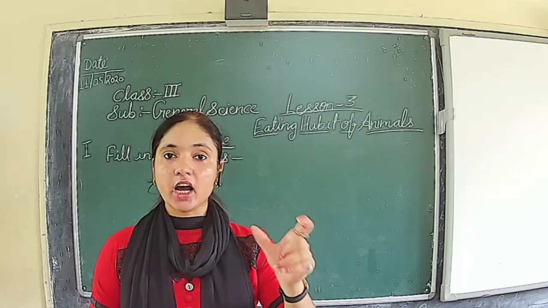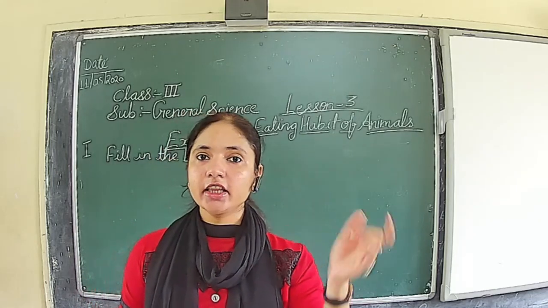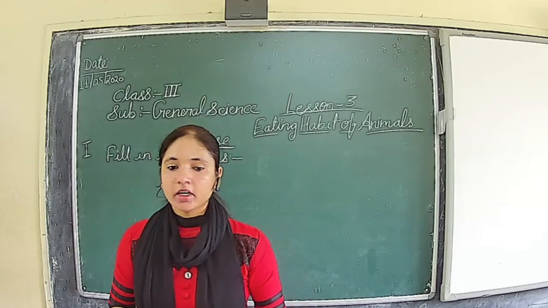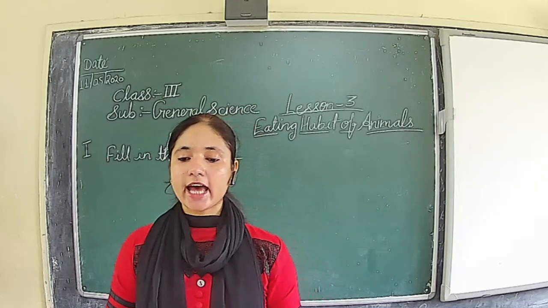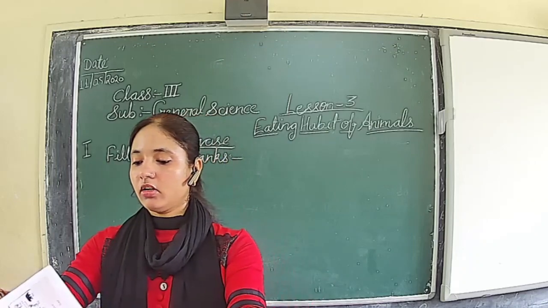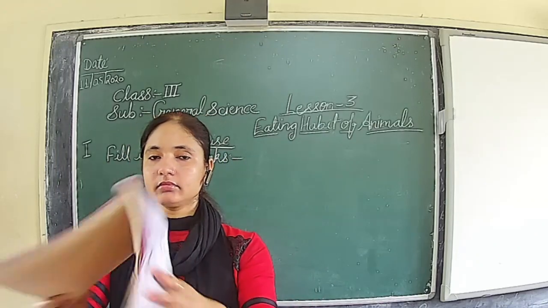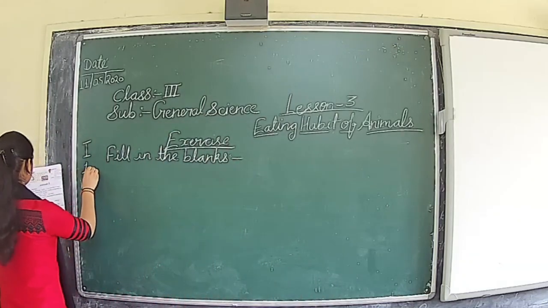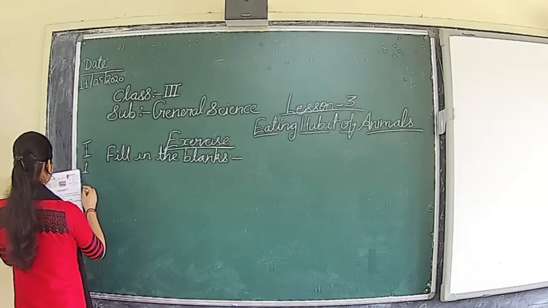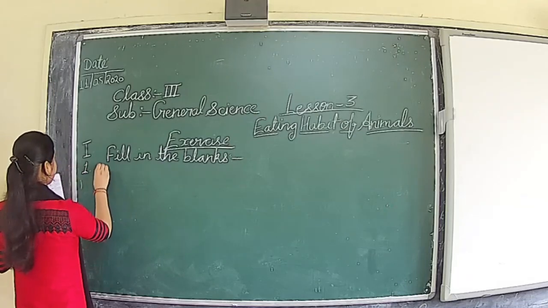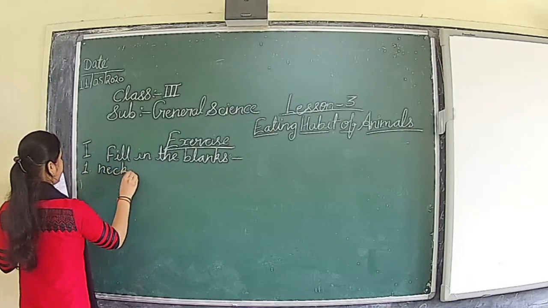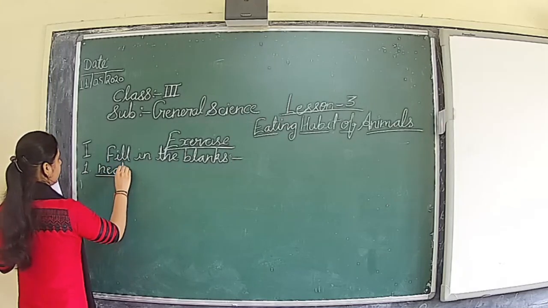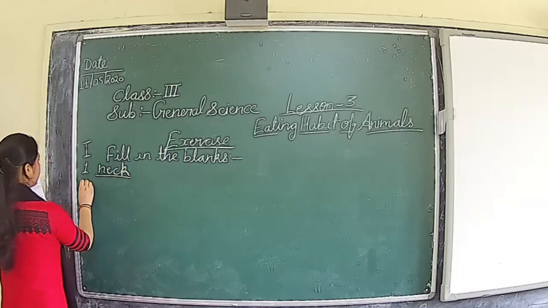Fill in the blank with an appropriate word. So first is, a giraffe uses its long dash to eat leaves from tall trees. Okay, so the first answer is, a giraffe uses its long neck. The first answer will be the neck.